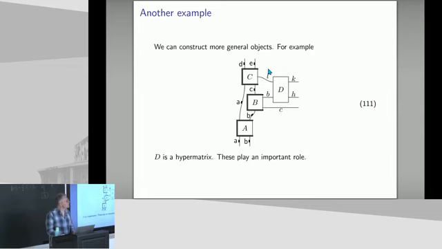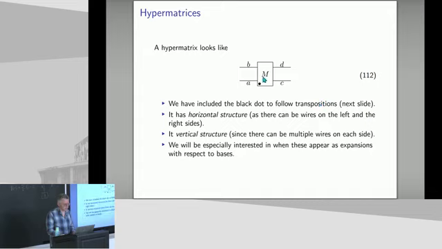So I want to study these hypermatrices, and so here's a hypermatrix. I've put a black dot in it, and the black dot is so you can follow some transpositions I'm going to do on the next slide. The thing to notice, this has horizontal structure. It's got wires on the left and on the right, and it's got vertical structure because there can be multiple wires going up and down both sides. These things are especially interesting to us when they're used to expand Hilbert objects or operator tensors in terms of bases, but that's something we'll come to later.